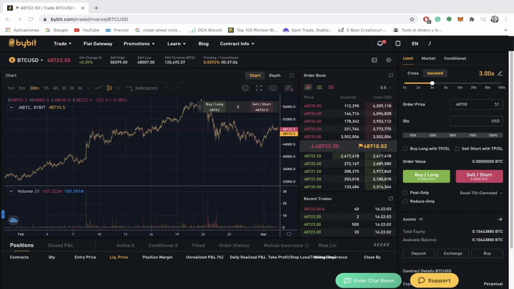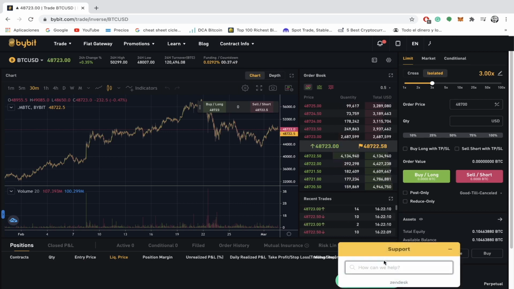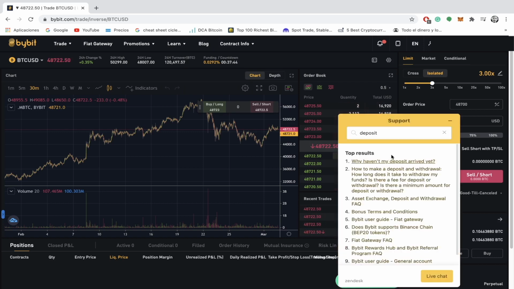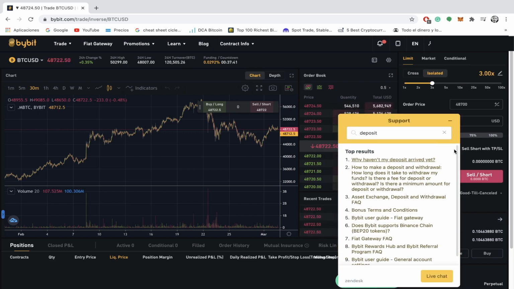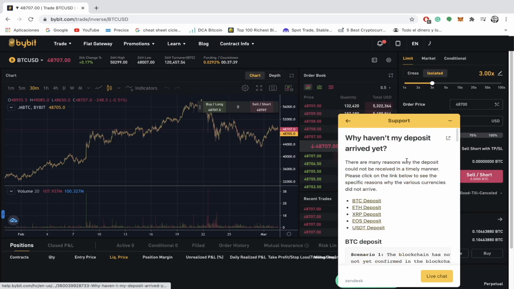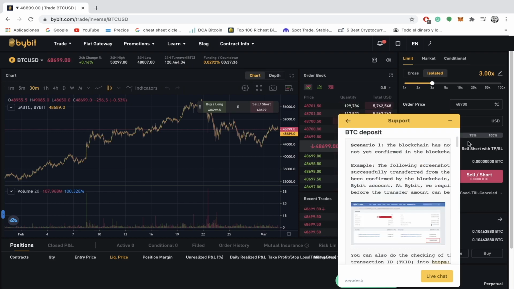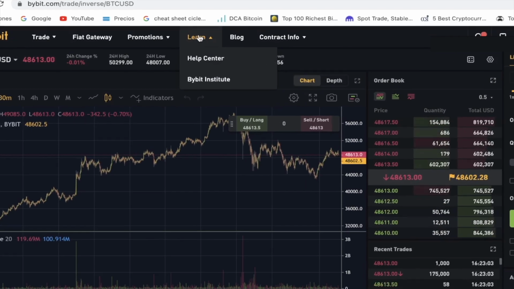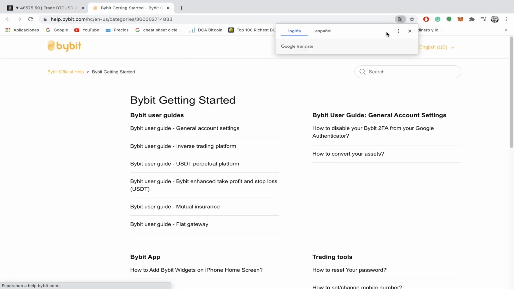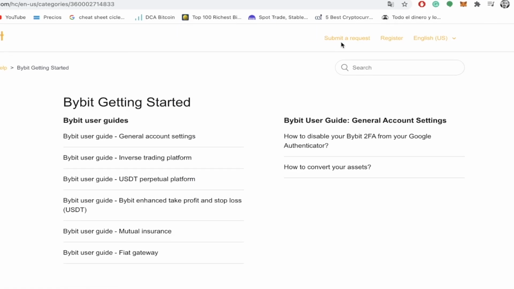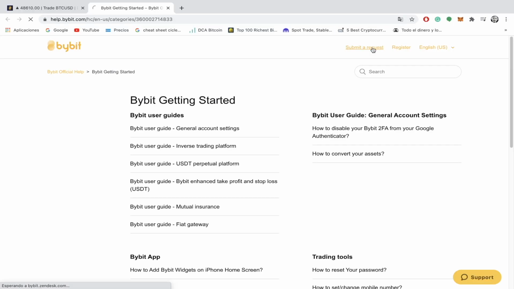I also want to talk to you about their excellent customer support. Here in this yellow box, we can see there is a support button. If it's related to your deposit, if you just write deposit here, if it hasn't arrived, then you can see these different questions that you might have. So why haven't my deposit arrived yet? You would click on there, Bitcoin for example, and then it gives you several options. But this is an automatic bot. If you need someone to help you, you can just go top here to Learn and then to Help Center. As you can see here on the top right, you can submit a request. You just click on there.